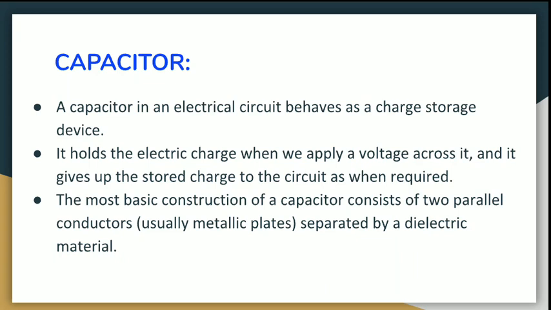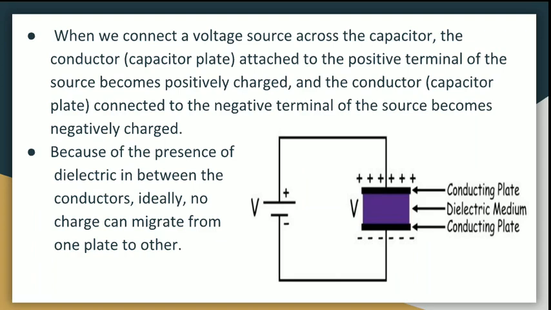It holds the electric charge when we apply a voltage across it, and it gives up the stored charge to the circuit when required. The most basic construction of a capacitor consists of two parallel conductors separated by a dielectric material. When we connect a voltage source across the capacitor, the conductor attached to the positive terminal of the source becomes positively charged, and the conductor connected to the negative terminal of the source becomes negatively charged. The right hand diagram shows this.